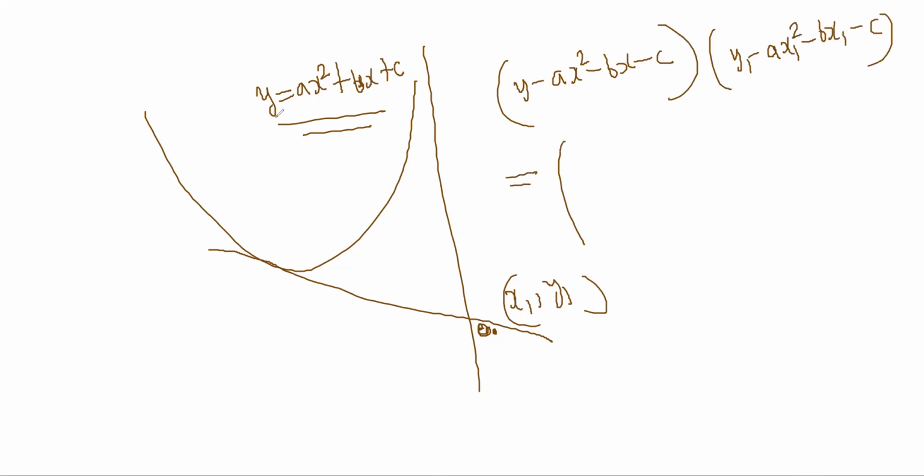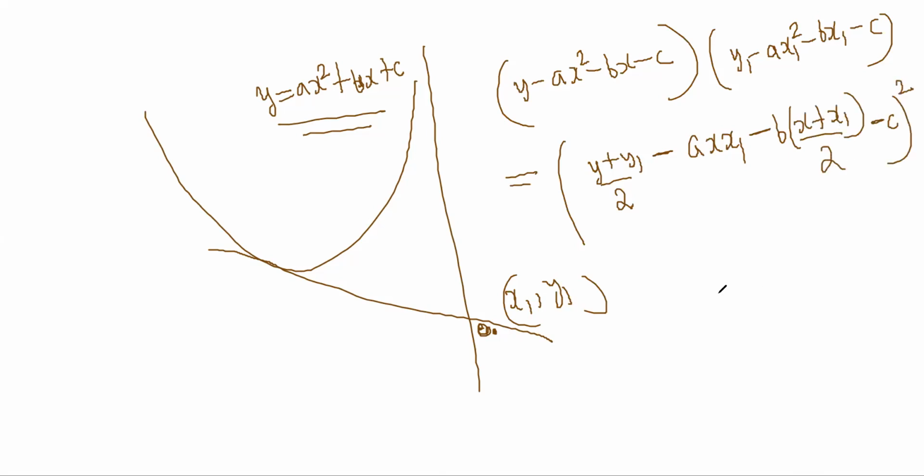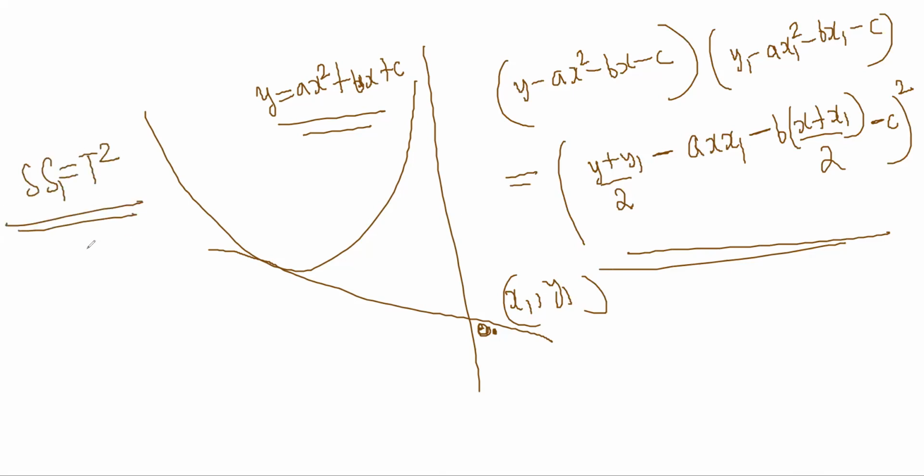T would have been, now T I have to write carefully. For T you have to replace stuff, right? So y becomes y plus y1 by 2, minus a x x1, minus b times x plus x1 by 2, and the constant is unchanged, and the whole square. This whole thing is directly how I write the pair of tangents, because I know that the pair of tangents equation is this for any 2 degree curve from a point x1 y1.